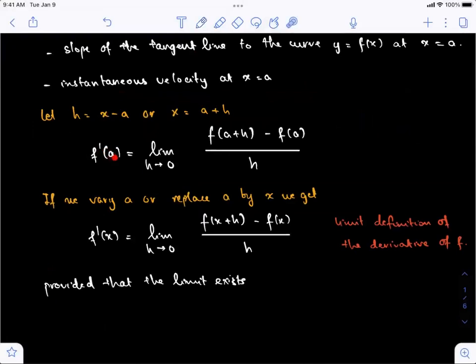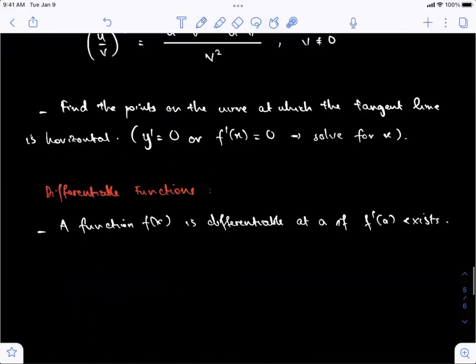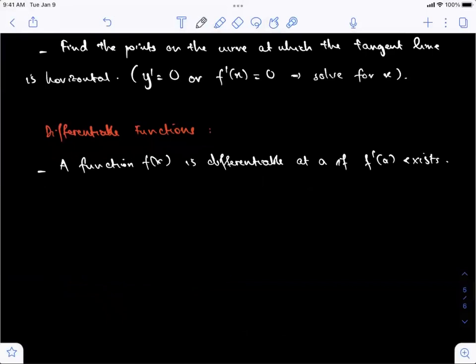So if f prime of a exists, that means this limit has to exist, right? So that means the left-hand limit equals the right-hand limit, equal to the same value. But most of the time, the functions that we consider, continuous functions or differentiable functions, it is very easy to find the derivative of such functions. Okay. A more important theorem that we consider in the lecture related to differentiable functions is that differentiability implies continuity.